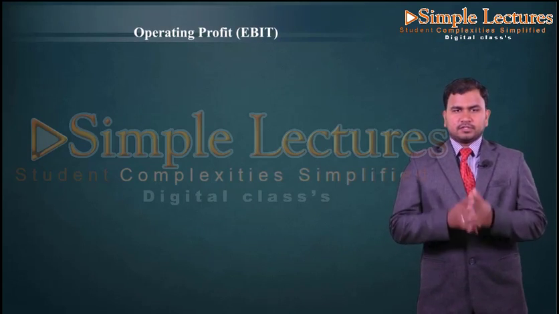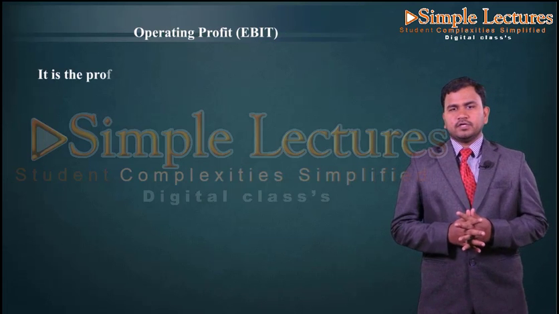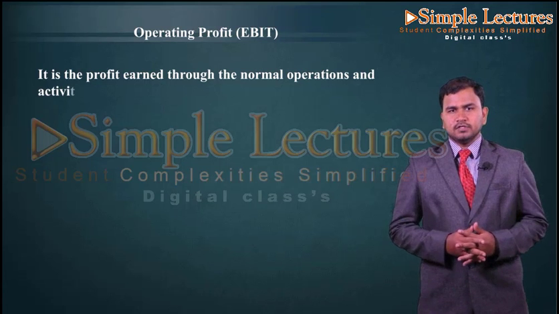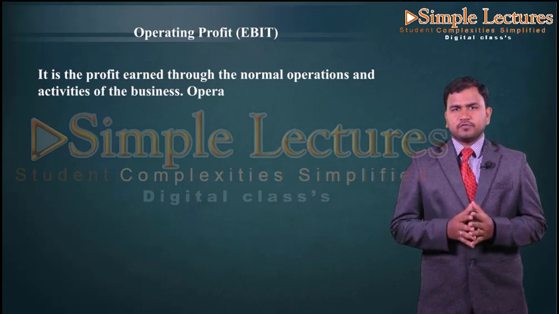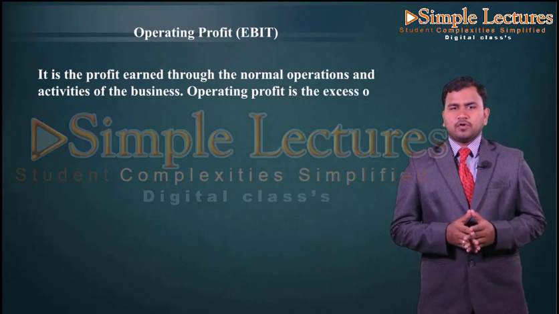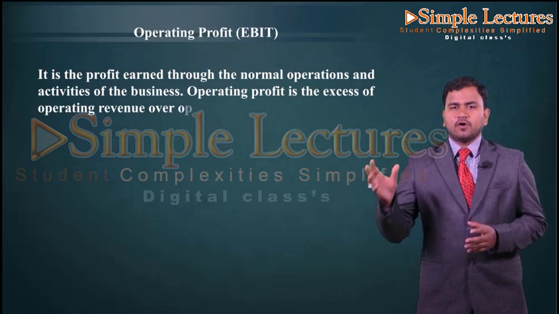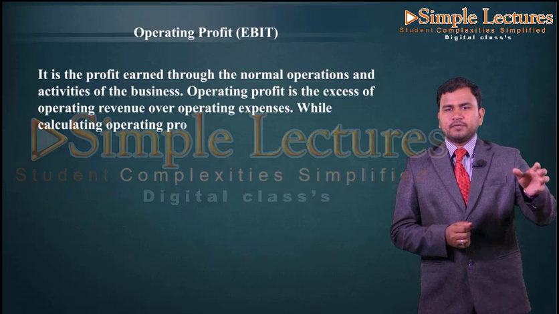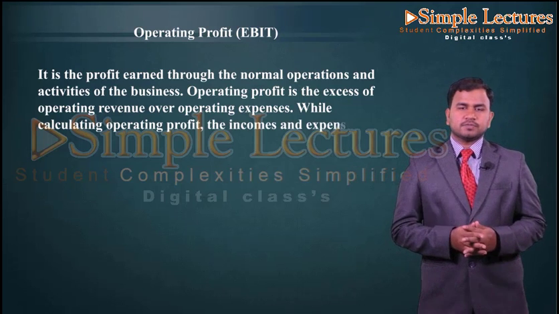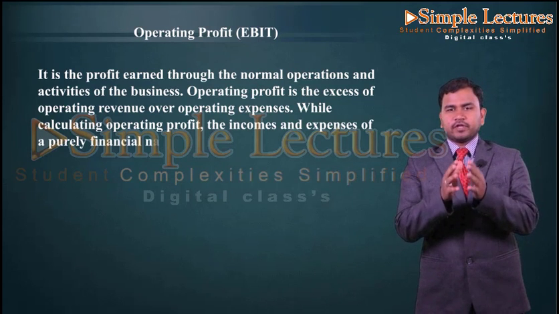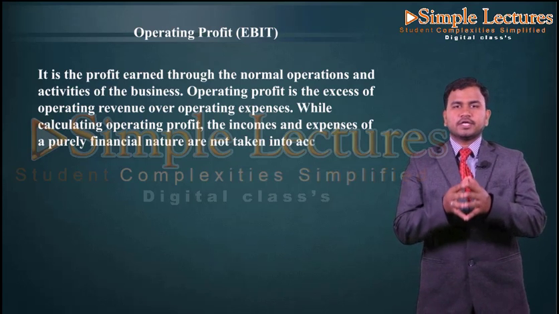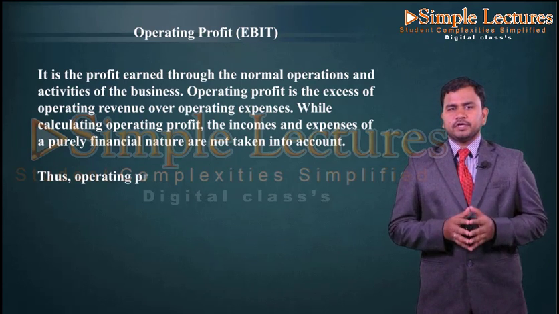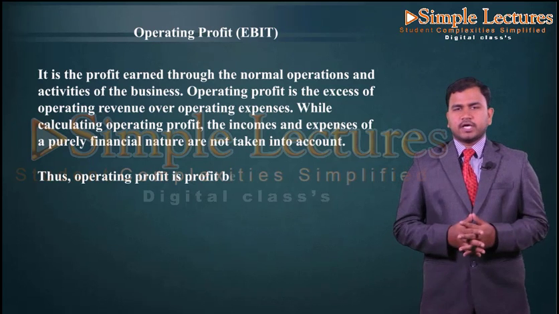Operating profit is the profit earned through the normal operations and activities of the business. Operating profit is the excess of operating revenue over operating expenses. While calculating operating profit, the incomes and expenses of a purely financial nature are not taken into account. Thus, operating profit is profit before interest and tax.